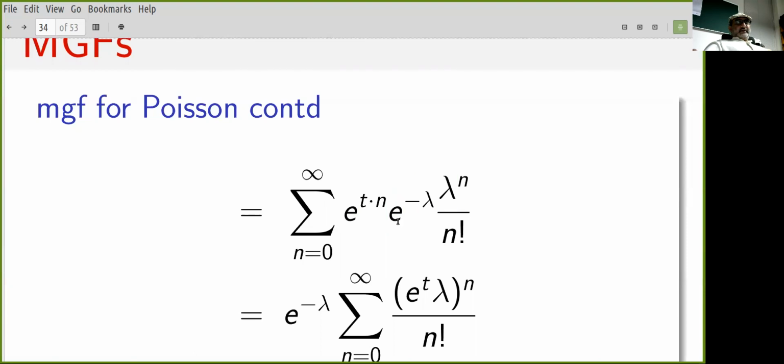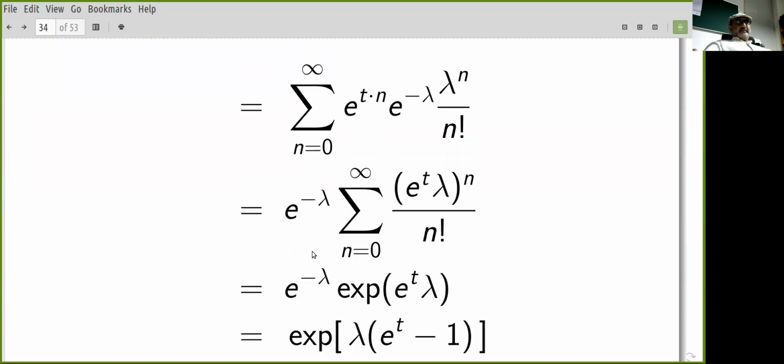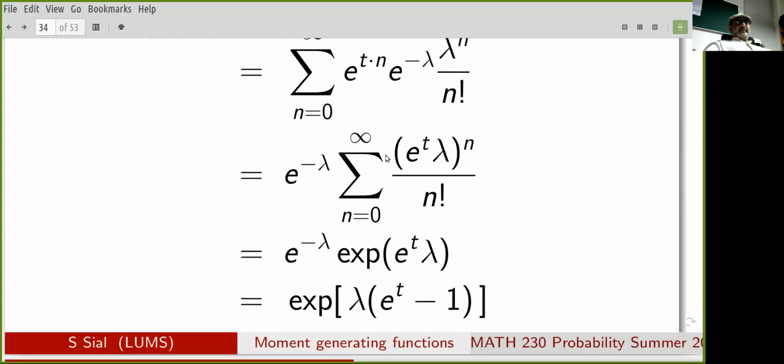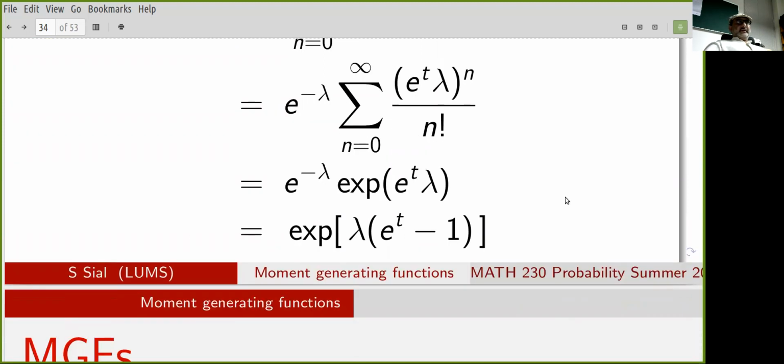Note here that e to the negative lambda is a constant, so we can pull it outside. So this is the summation n equals 0 to infinity of (e to the t times lambda) to the n over n factorial. But what's this summation? This summation is an exponential. It's the exponential of e to the t lambda. So that's e to the negative lambda times the exponential of e to the t times lambda, which is the exponential of lambda times (e to the t minus 1). That's the mgf for the Poisson random variable with parameter lambda.